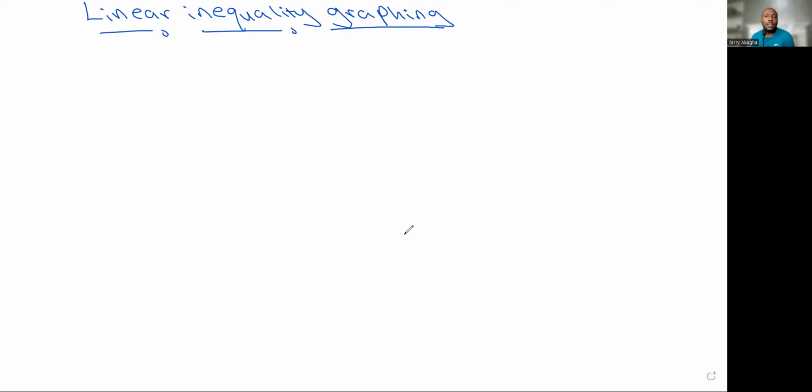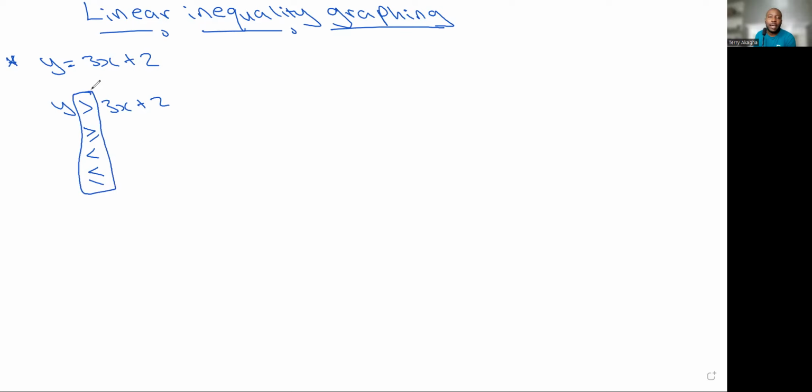Okay, so a linear inequality is like any linear equation, so like y is equal to 3x plus 2. But the only difference here is that we're going to have an inequality sign. So you can either have y is greater than 3x plus 2, or greater than or equal to, less than, or less than or equal to. So instead of having the equal to sign, it's being replaced with any of these. And like I told you before, the inequality gives you the range of values, the range of solutions, that will satisfy this.